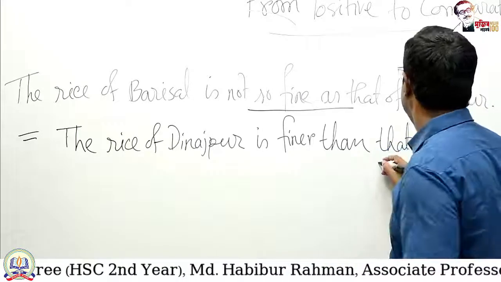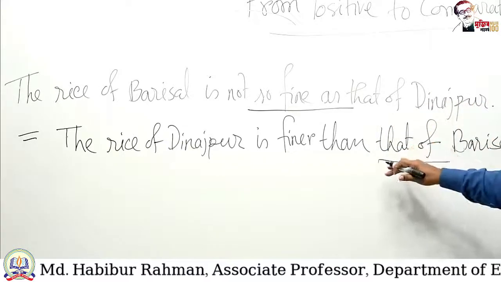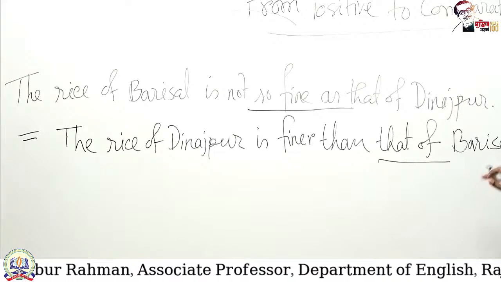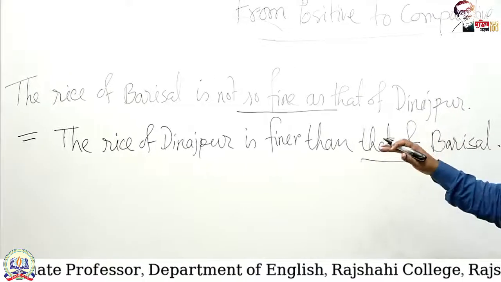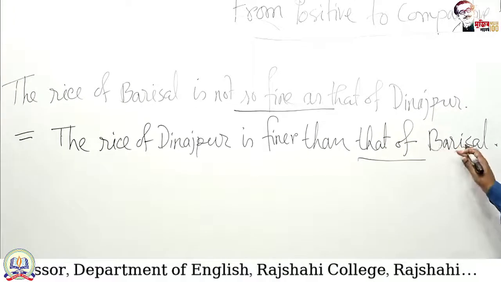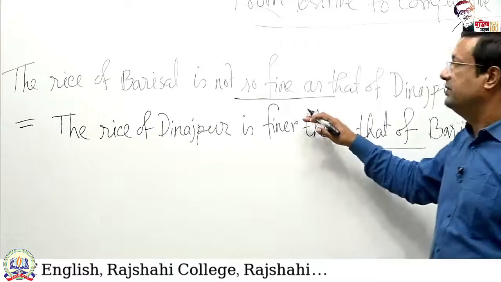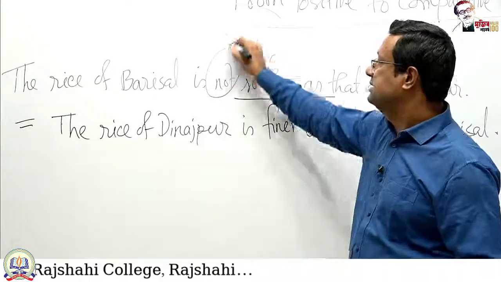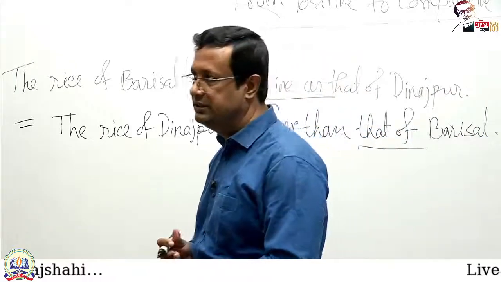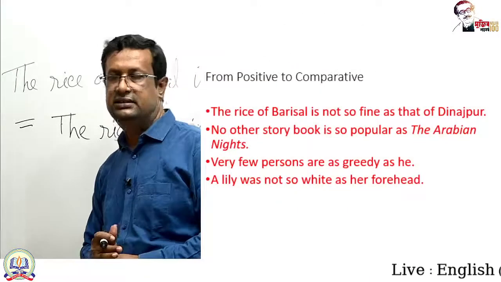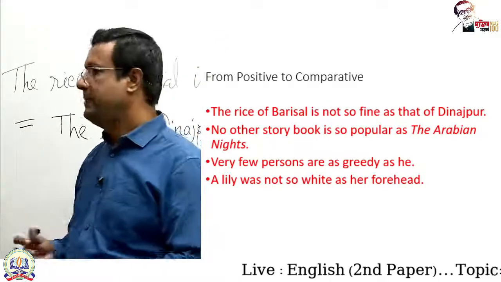You see the same thing, that of Borishal. In place of that of Dinajpur, we have written that of Borishal. That is, the rice of Borishal. The rice of Dinajpur is finer than that of Borishal. You see the sentence is in the affirmative form. Previously, it was in the negative form. So, while changing degrees, we also change negative into affirmative, and affirmative into negative.